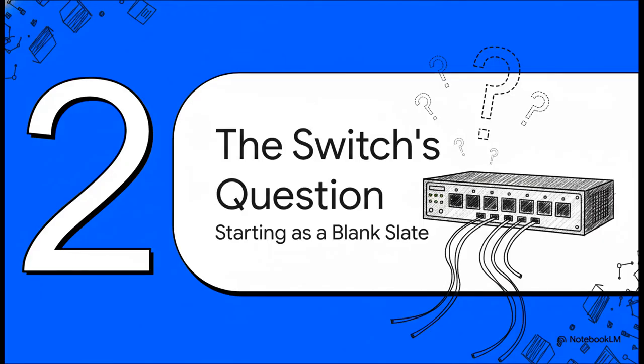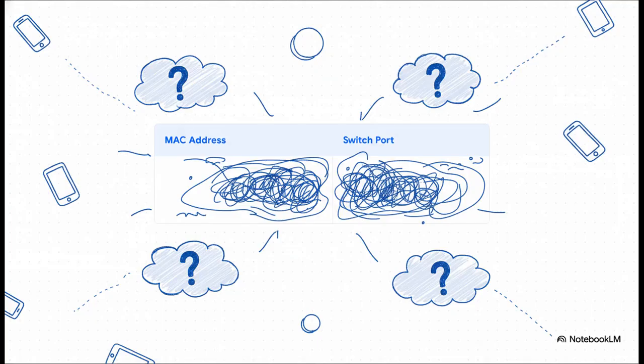Okay, so every device has its own unique fingerprint. Got it. But this leads us to a big problem, for the switch anyway. Because when you first plug in a brand new switch or even just power cycle it, it knows absolutely nothing. It's a complete blank slate. And this table right here is basically the switch's brain. As you can see, it's totally empty. It has no clue which device is on which port. It's just sitting there, completely ignorant of the entire network it's supposed to be managing.